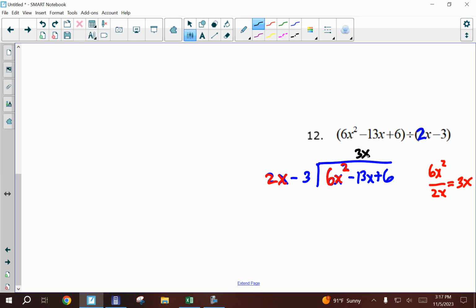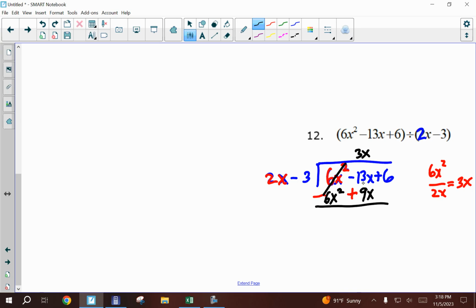Every time you put something on top, you have to go back and times it to what you're dividing by. So 3x times 2x is 6x squared. And then 3x times minus 3 is minus 9x. Now in my algorithm, after you times, then you have to go through and change all of your signs. So this becomes a minus and this becomes a plus. And then we put them together and the whole process starts over again.